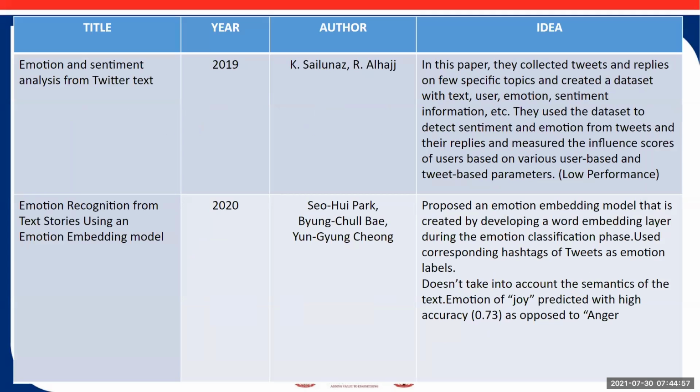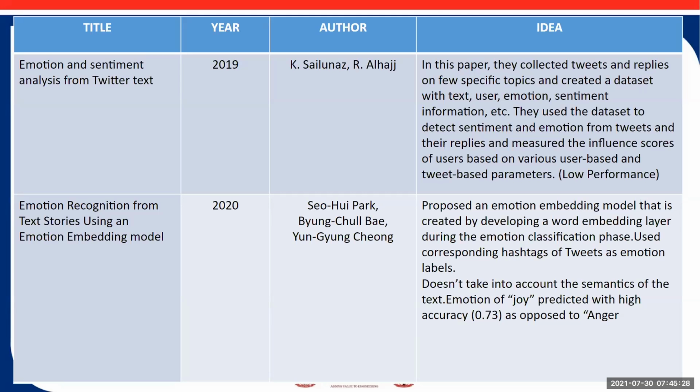Next, coming to the next paper, that is emotion and sentiment analysis from Twitter text. The authors in this paper collected tweets and replies on specific topics and created a data set with text of the users, the emotions, the sentiment information, etc. So they used this data set to detect sentiment and emotion from tweets and its replies, and measured the influence scores of the users based on various user-based and tweet-based parameters. So even this model had quite a low performance.